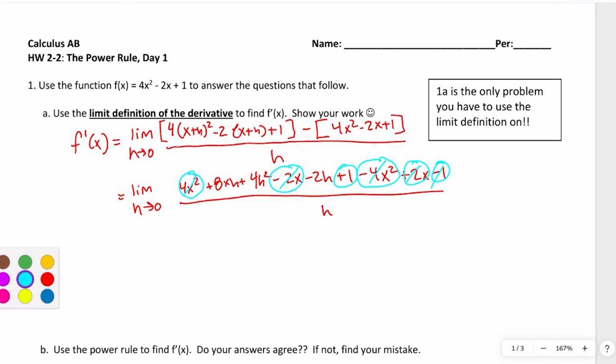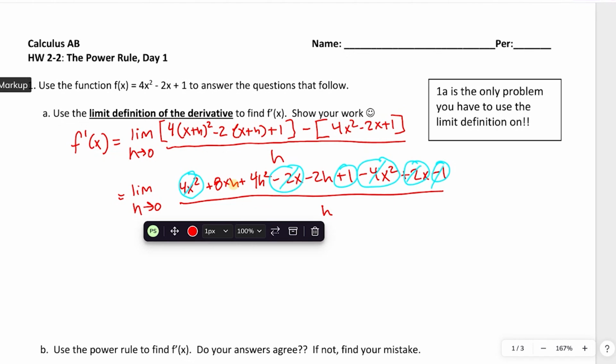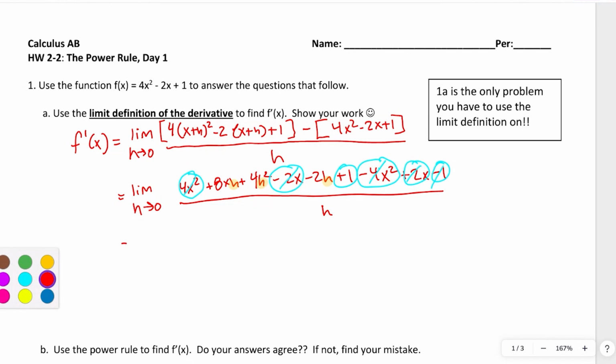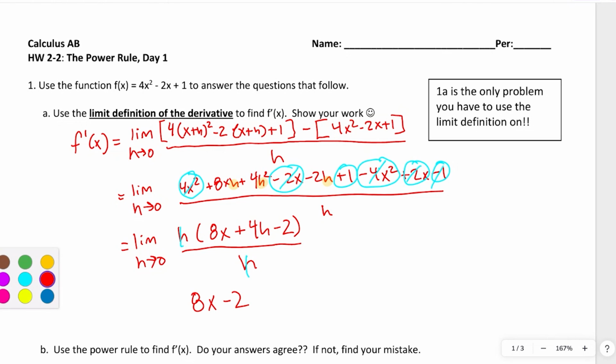And we do have an h present in each term that's left over in the numerator. So we can factor that out as a GCF. h times 8x plus 4h minus 2 all over h. At this point, we can reduce the h's to 1 and then use direct substitution to plug in that 0 for h here. So we get 8x minus 2. So this is the derivative of f of x.